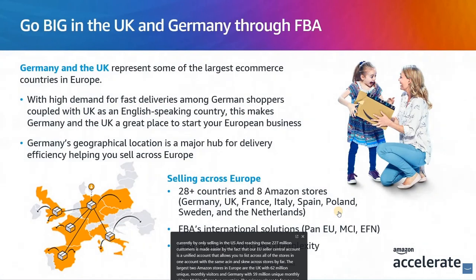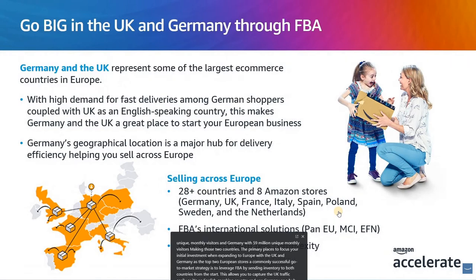With the UK and Germany as the top two European stores, a commonly successful go-to-market strategy is to leverage FBA by sending inventory to both countries from the start. This allows you to capture the UK traffic easily, as it's an English-speaking country, and use Germany as a hub to sell across the other European stores.